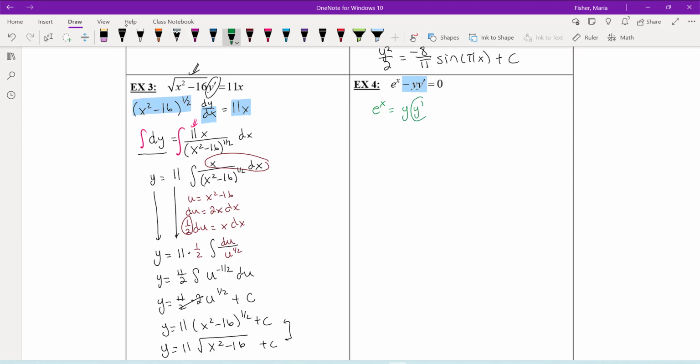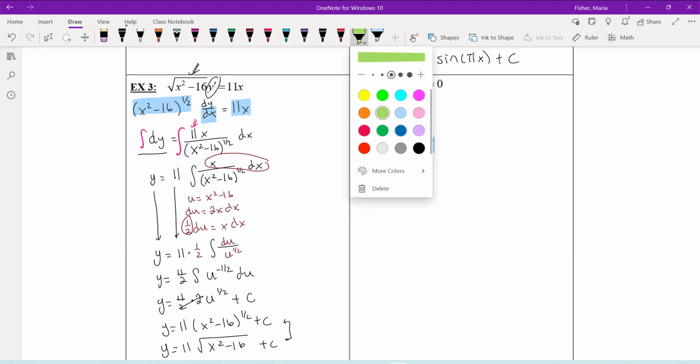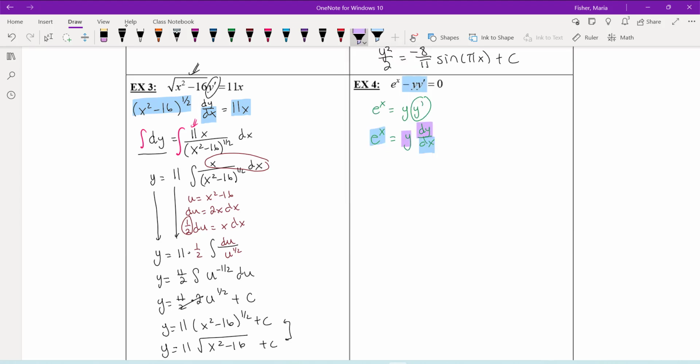Now get rid of your y prime and make it a dy/dx, and you end up with e to the x is equal to y times dy over dx. Now notice that my x's are on the left this time, so I'm going to have to multiply both sides by dx to get all my x's together. And my y's are already together here on the right. So we end up here with e to the x times dx is equal to y times dy.